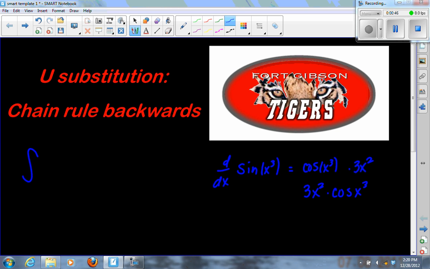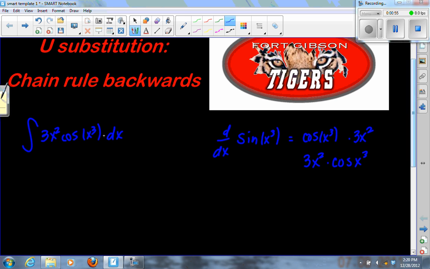So if you wanted to do the integral of 3x squared cosine x cubed dx, you're going to have to undo the chain rule. And so the best thing is to think of this in terms of which part is the derivative of the peanut and which part was the shell originally. So if you see that there are two parts, a derivative of a peanut and a peanut, sometimes it's best to use this technique called U substitution.